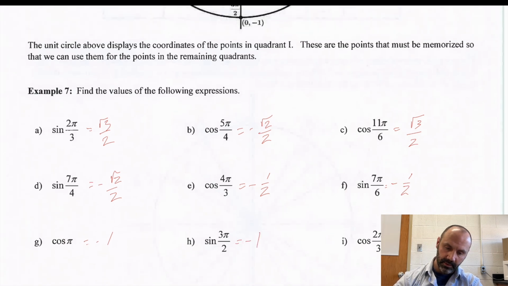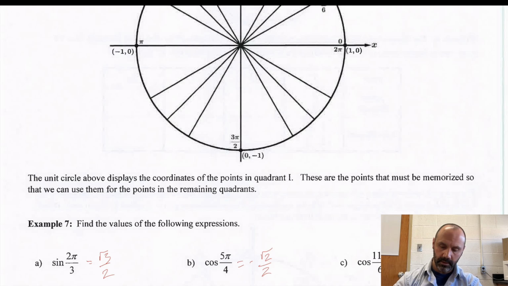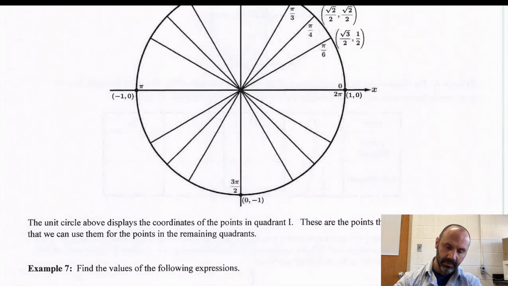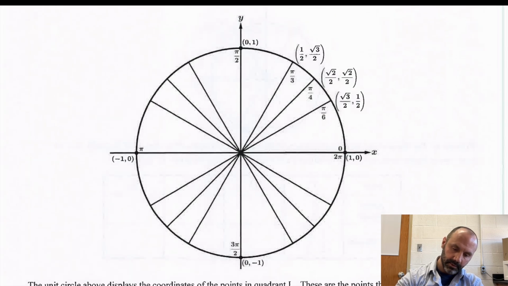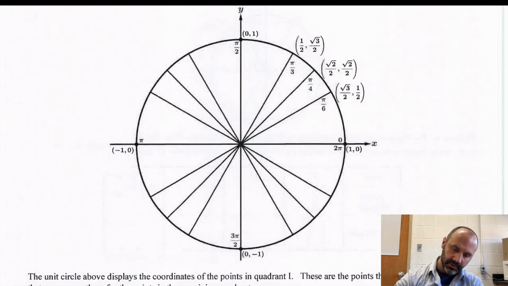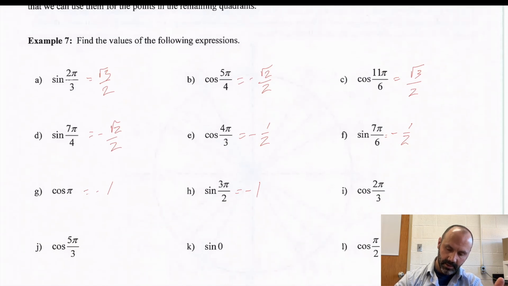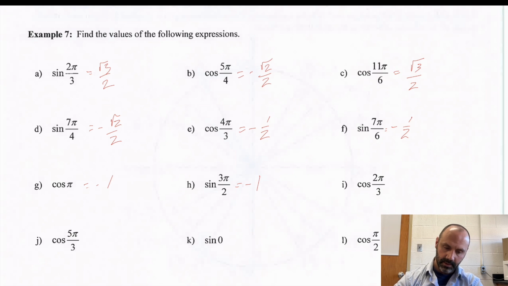Cosine of 2 pi over 3. So 2 pi over 3 is 2/3 of the way around at the top. That's over here, and it's asking for cosine, so cosine is the x coordinate. It's the first here, right? It's the smallest x coordinate of these three. And so that's negative, because it's on the left side. So negative 1/2.